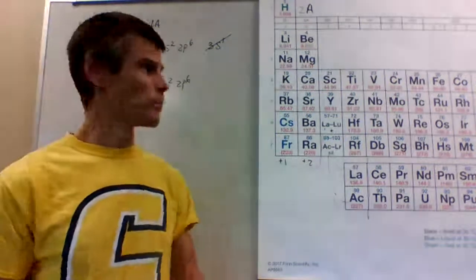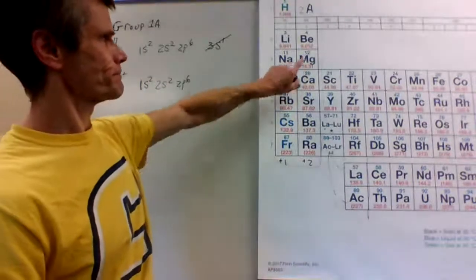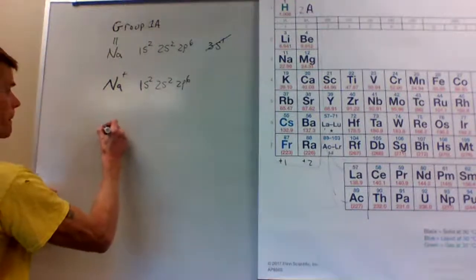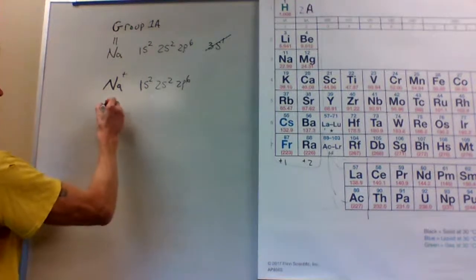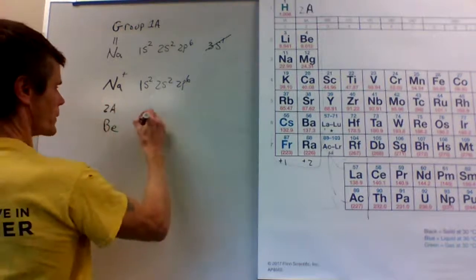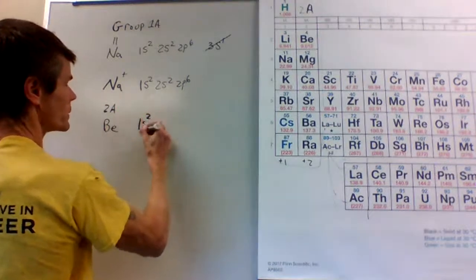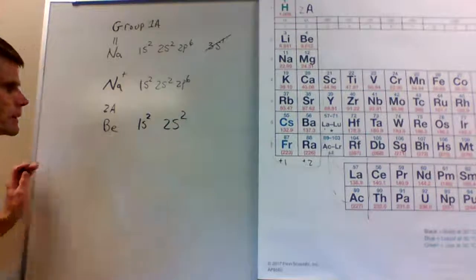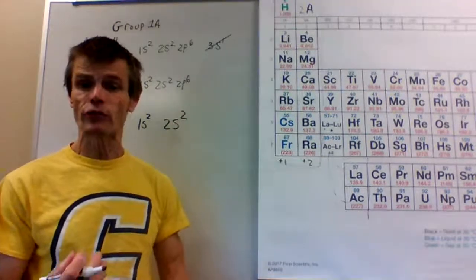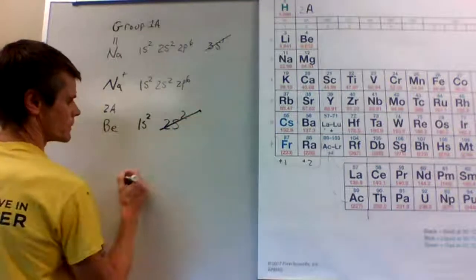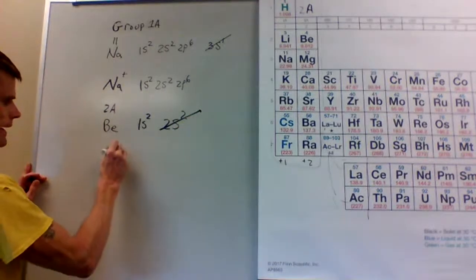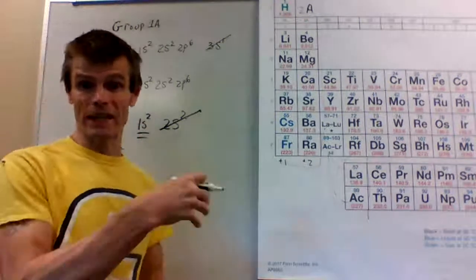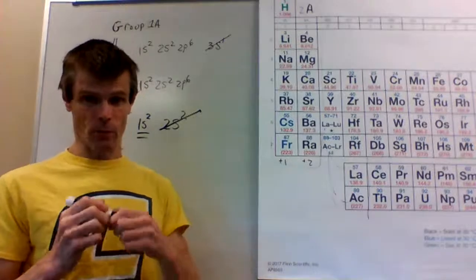Let's do one more example. Let's look at beryllium. Beryllium is in group 2A. Beryllium has an electron configuration, and it has 4 electrons, 1s2, 2s2. So what beryllium does, it likes to lose its 2 valence electrons. And we end up with the beryllium-2 cation, and it has an electron configuration that would be identical to helium, which sits before it in the periodic table.